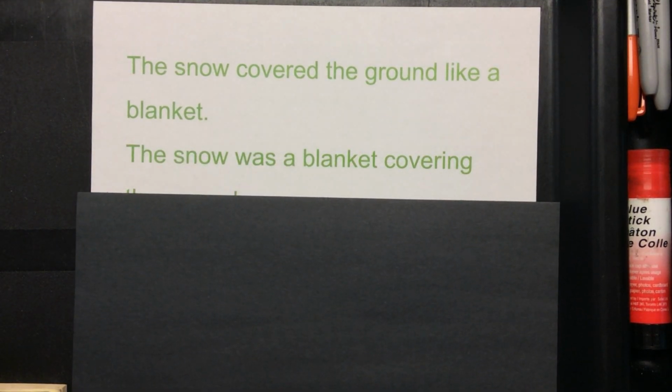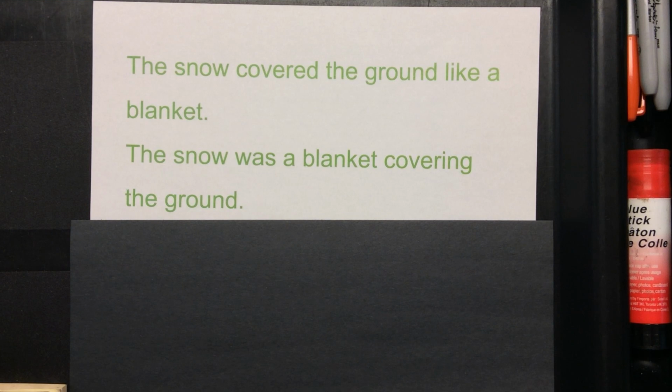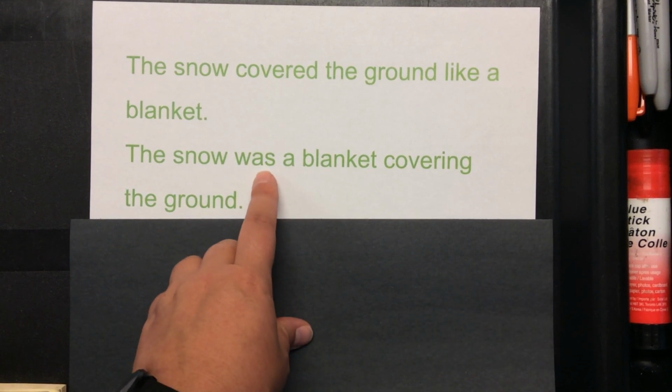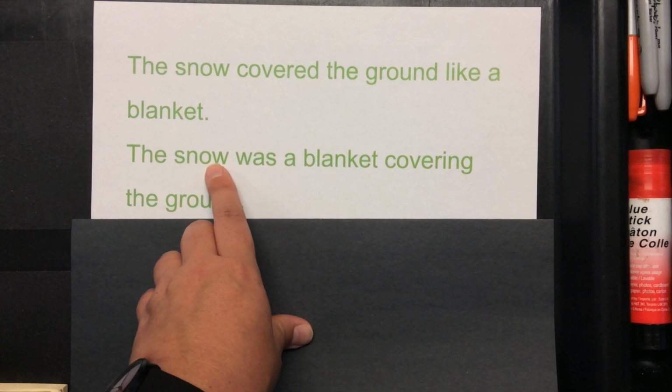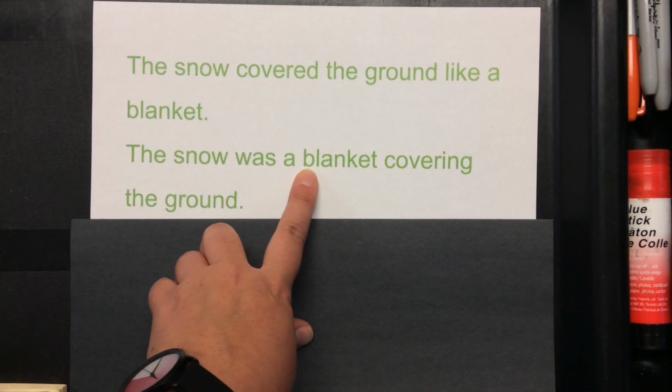I can also phrase it like, the snow was a blanket covering the ground, and we've got a linking verb here, was, and so we've got our comparison here. The snow was a blanket.